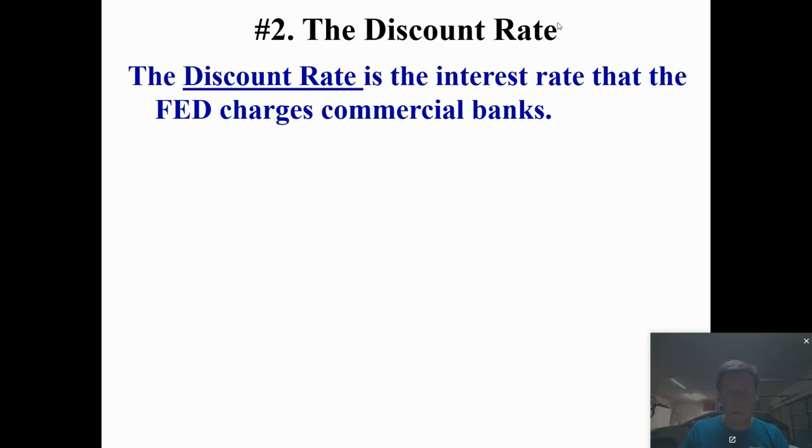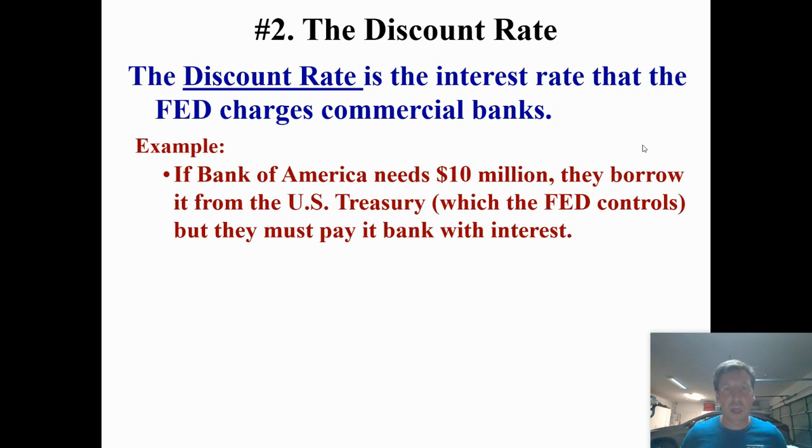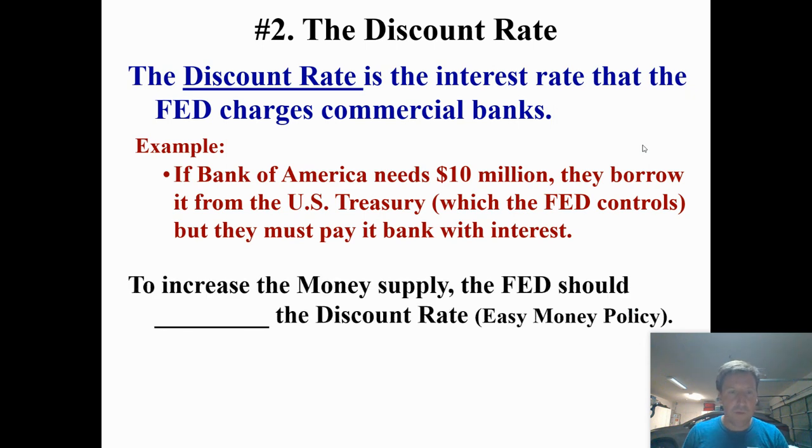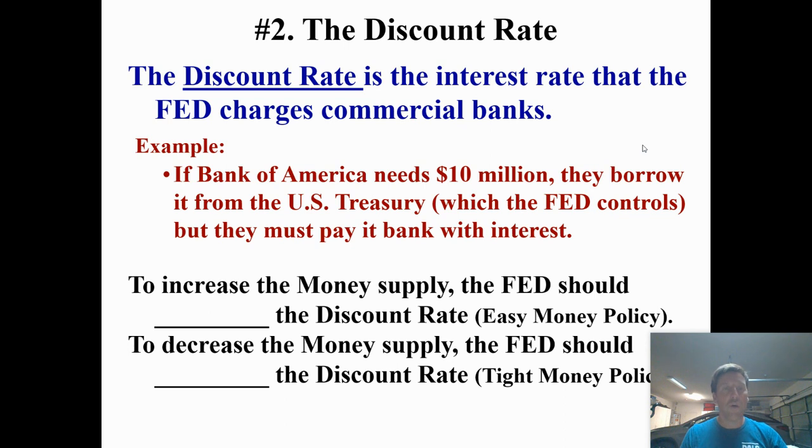And so let's get the words out here so we can fill in our notes. So if Bank of America needs 10 million, they can borrow it from the U.S. Treasury. That's controlled by the Fed, but they have to pay it back with interest. So if the Fed wants an expansionary money supply, to increase the money supply, what should the Fed do to the discount rate? Drop it. They should drop the discount rate because the punishment is going to be less, and banks are going to loan out more money. So drop the discount rate, banks will loan out more money.